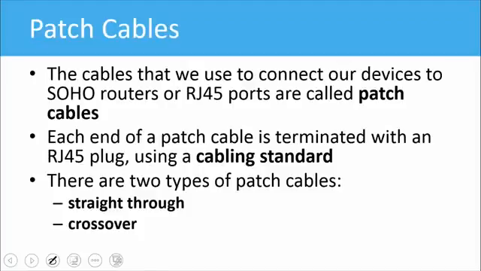But then we surround all those twisted pair cables with a plastic jacket. That's typically what gives it that quintessential blue look that you see on a standard Ethernet cable. Okay. All right, so patch cables. These are the cables that we use to connect one device to another, or one device to an RJ45 port. Each end of a patch cable is terminated with an RJ45 plug using a cabling standard. Okay, we're going to detail these cabling standards in just a moment as well. There are two different types of patch cables that we're going to briefly talk about, and they're called straight through cable and also a crossover cable.